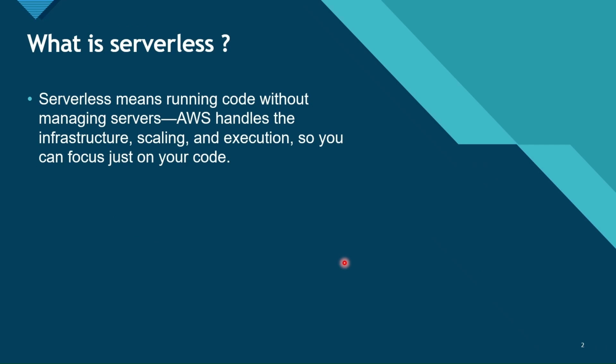Before learning Lambda, we have to understand what is serverless architecture. In simple words, serverless means running your code or application without managing servers. AWS will handle managing all the hardware, security, and scaling up and down and execution. So we only have to focus on our application.